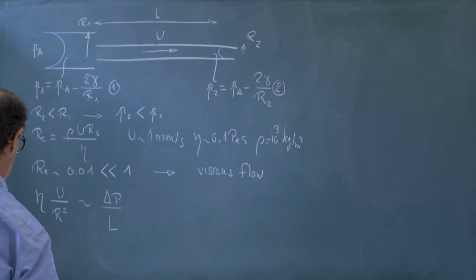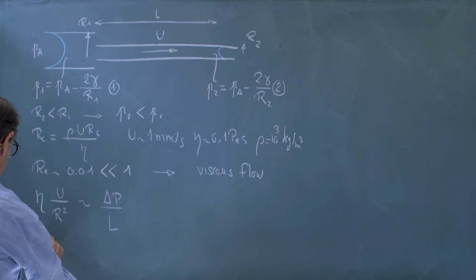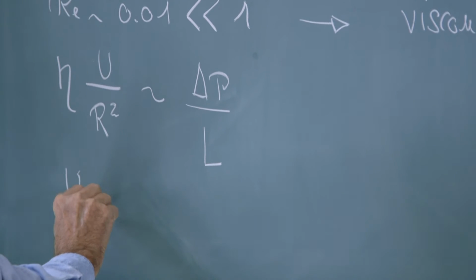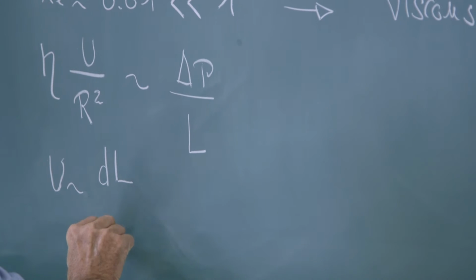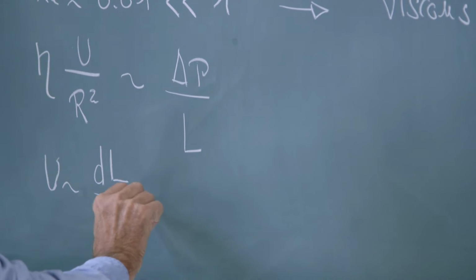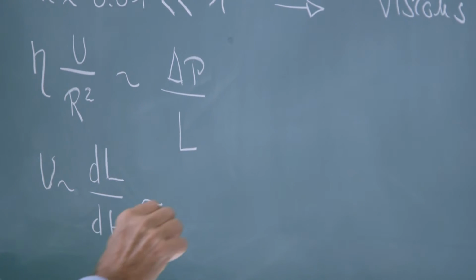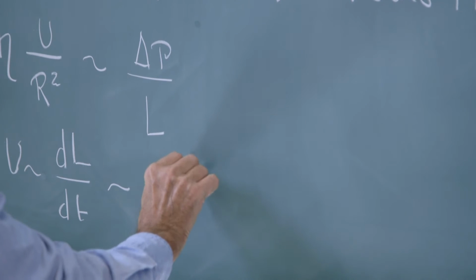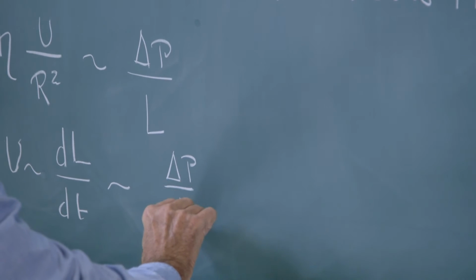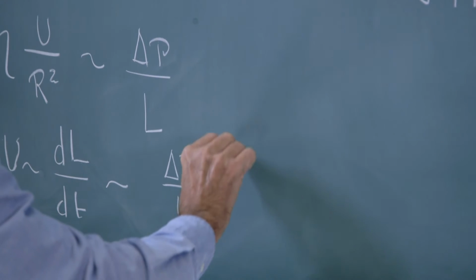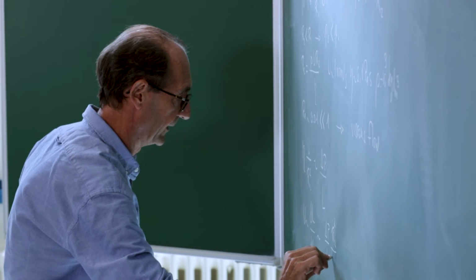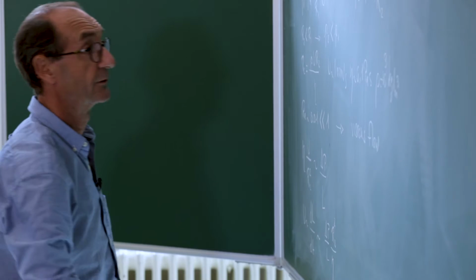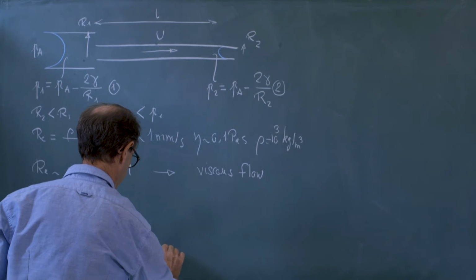Now from this, we can write the velocity u, which is also the derivative of length L as a function of time. This velocity u is typically delta P divided by L multiplied by R2 squared, divided by the viscosity. So this is our equation 3.